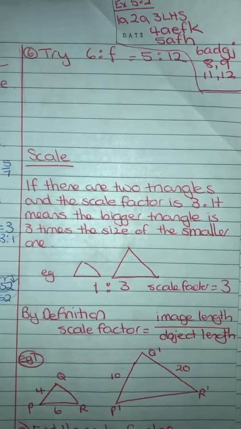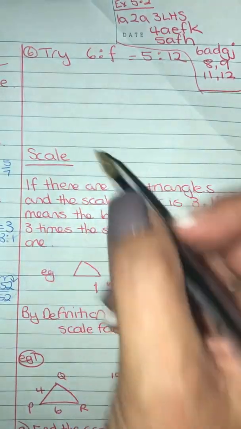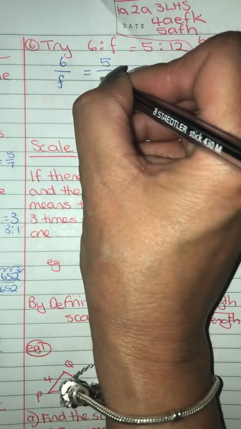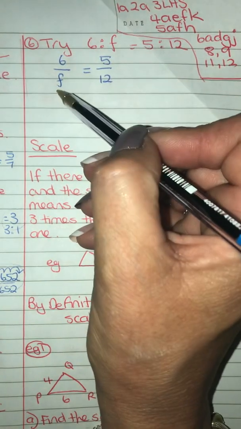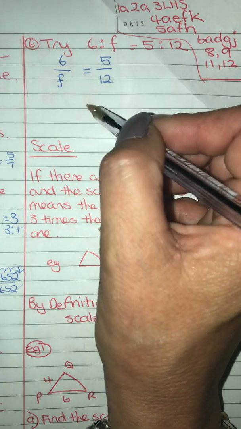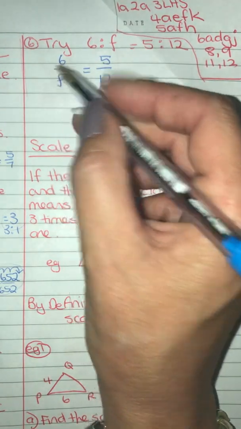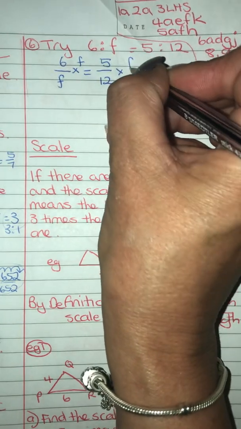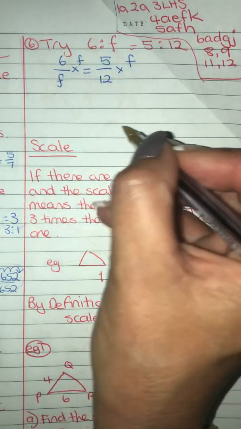Up here. All right, it says 6 over f. So we're going to go 6 divided by f equals 5 over 12. So 6 over what is the same as 5 over 12? All right, and this is like my first one. So you've got an f on the bottom. So have a go. You can watch and do with me, or have a go by yourself.